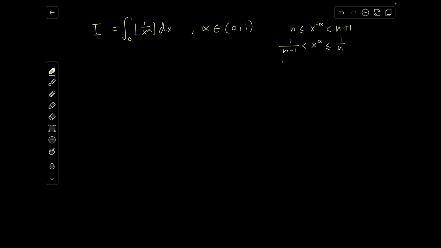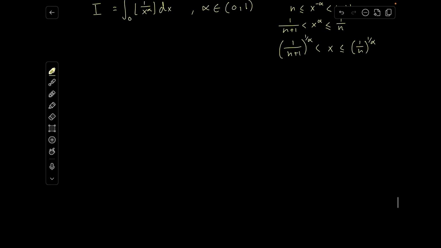So if we raise everything to the power of 1 over alpha, we'll get 1 over n plus 1 to the 1 over alpha is less than x, which is less than 1 over n to the 1 over alpha. And from this, we can just deduce that x is in this following interval: n plus 1 to the minus 1 over alpha to n to the minus 1 over alpha.